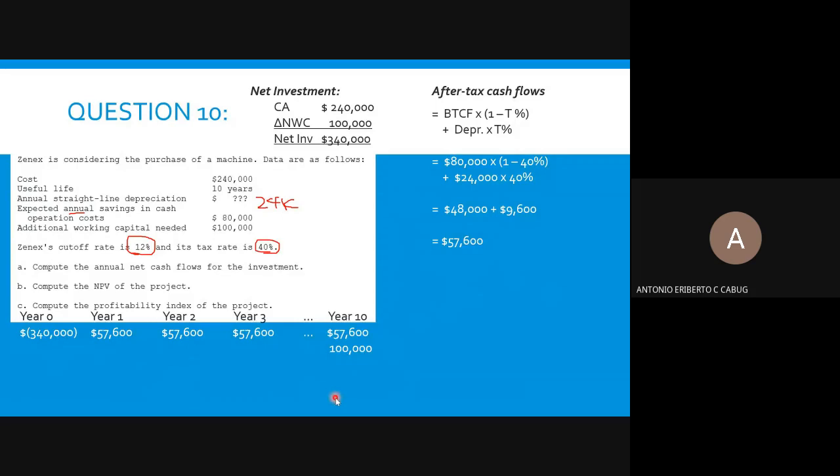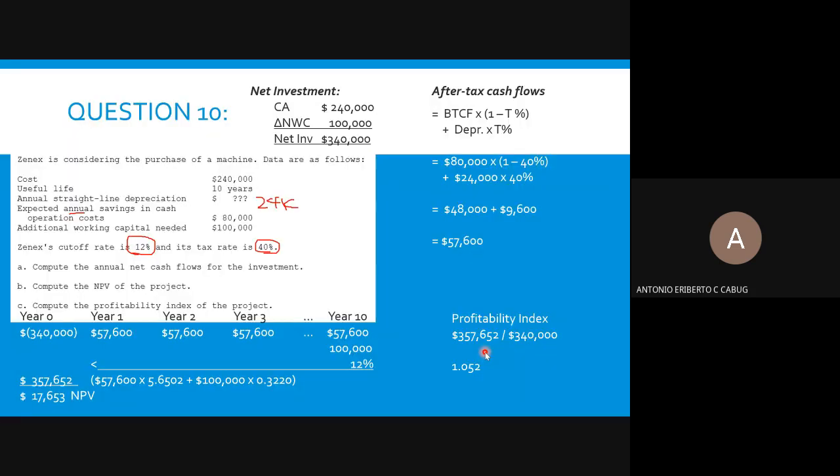Okay? So this is 12%. 1.12 to the 10th. That's 0.3220. 0.3220 minus 1 divided by 0.12, you would have 5.6502, the annuity factor. 57,600 times 5.6502 plus 100,000 times 0.3220, you will have a value of 357,652. Minus 340K, you would have an NPV of 17,653. That would be acceptable. Yung PI, i-divide niya lang. 357,652 divided by 340K, that's 1.052. That's the correct answer for letter C.